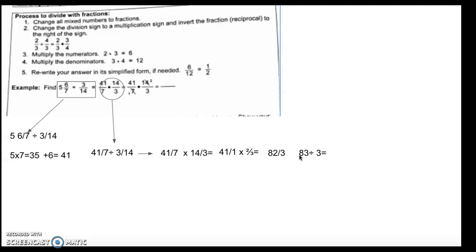And I know that 3 can go into 82 27 times with 1 left over. So this is our remainder. And this is our denominator.